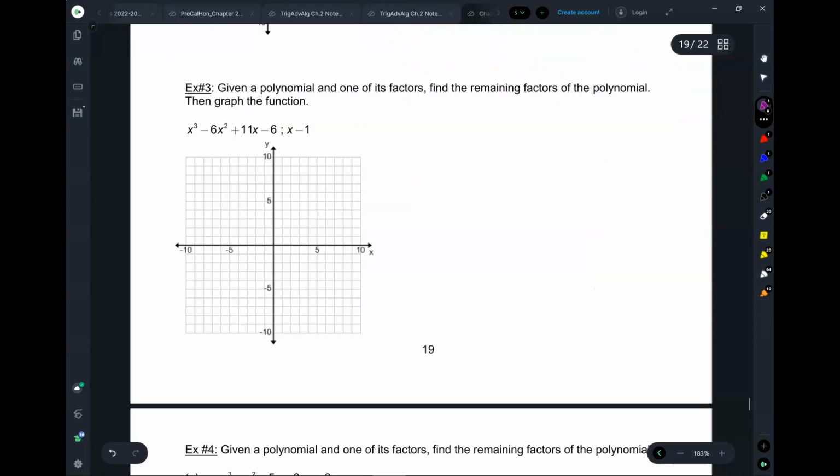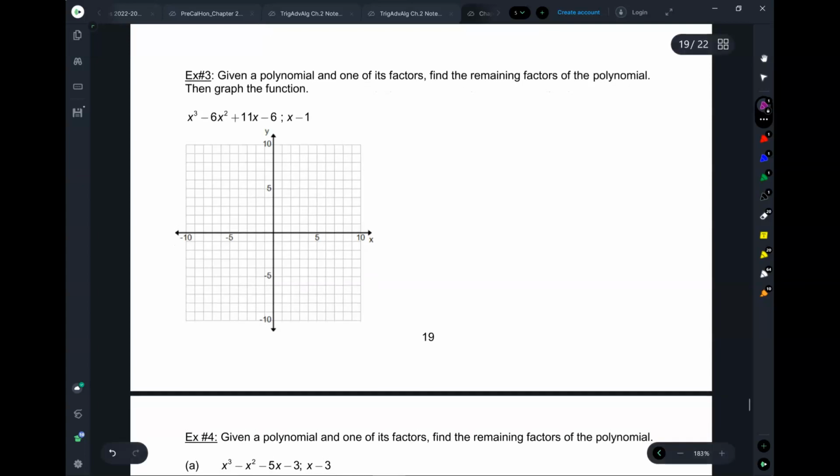Given the polynomial and one of its factors, find the remaining factors of the polynomial. Okay, so here is the polynomial. This is one of the factors. We have to find the other ones and then graph. Great. So from x minus 1, we get 1 here. Coefficients of the polynomial go here. 1 comes down, 1, negative 5, 6, 6, 0. That indeed says that it is a factor.